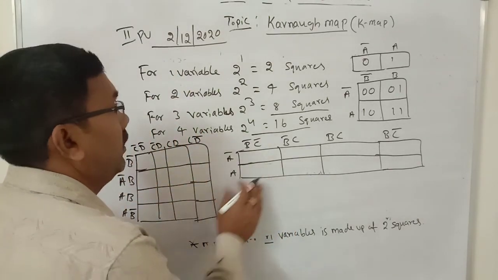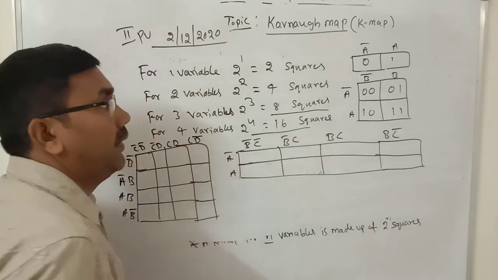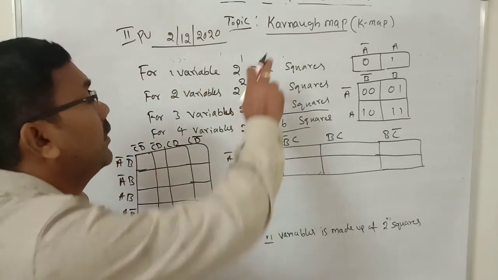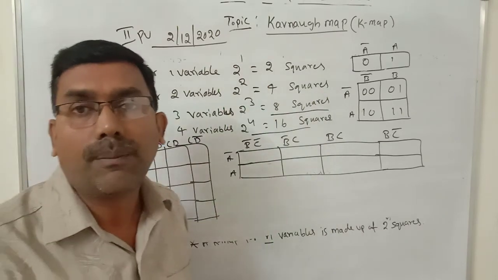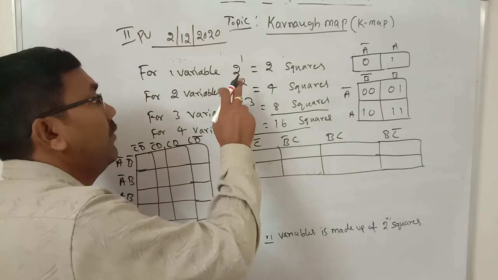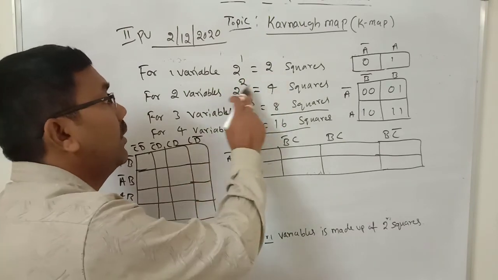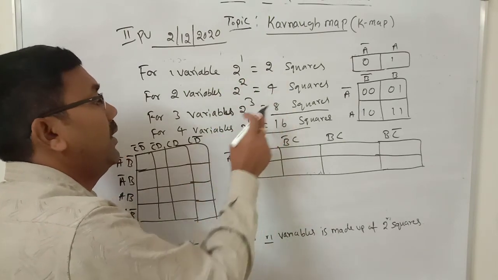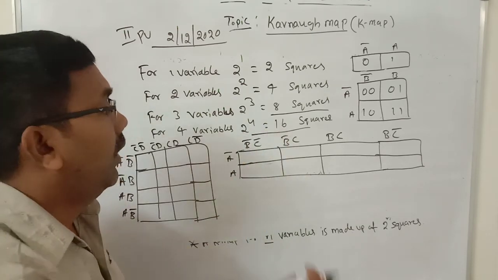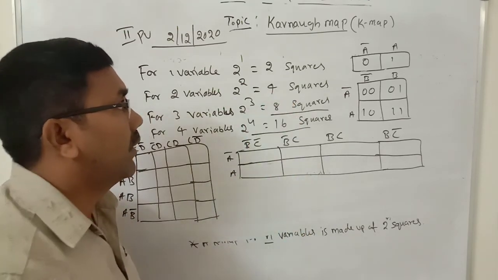We will discuss this in detail in the next class. Just remember what a K-map is. It is a pictorial representation and depends upon the variables. If it is one variable, 2 squares. If it is 2 variables, 4 squares. If it is 3 variables, 8 squares. And if it is 4 variables, 16 squares. That representation they will ask for the examination.